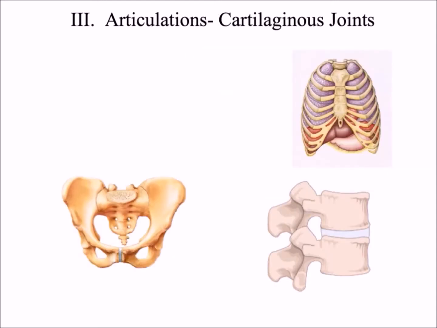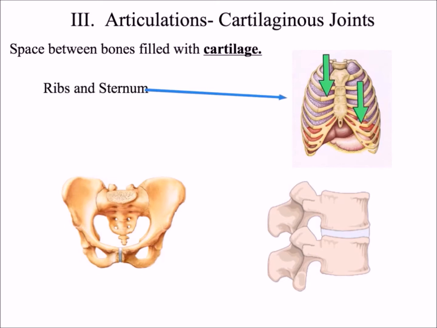The second structural classification of joints is called a cartilaginous joint. And within a cartilaginous joint, the space between the bones is filled with cartilage. Examples of cartilaginous joints in the body would be the sternal costal joint, in which hyaline cartilage is found between the sternum and the ribs, or the costals.